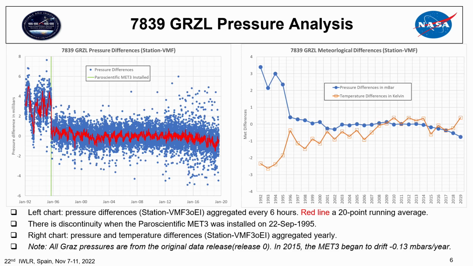So here's station 7839 Graz from 1992 up until the end of the VMF, which ended in August 2019. So over here, again, each blue dot is a 6-hour difference between the station's barometer and the actual VMF. And then over here on the right, on this chart, there's a discontinuity when they changed the barometer to a Paroscientific MET 3. It happened right here, and you can see this discontinuity in the data.